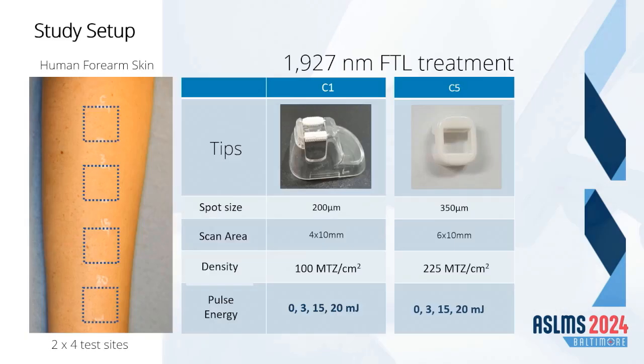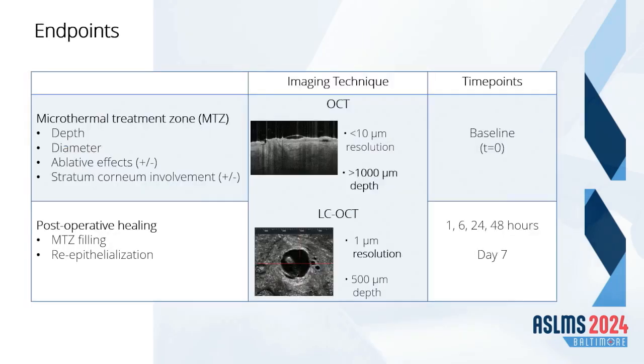So, using these two combined capabilities, we aim to explore the full range of FTL's tissue interactions in an in vivo study. Now, in the study setup, we exposed 8 separate test sites of normal human forearm skin to FTL using 2 different tips, C1 and C5, each with a fixed spot size and density. To get the full representation of the range of FTL, we tested each area with one of 4 pulse energies, going from 0 millijoules up to 20.